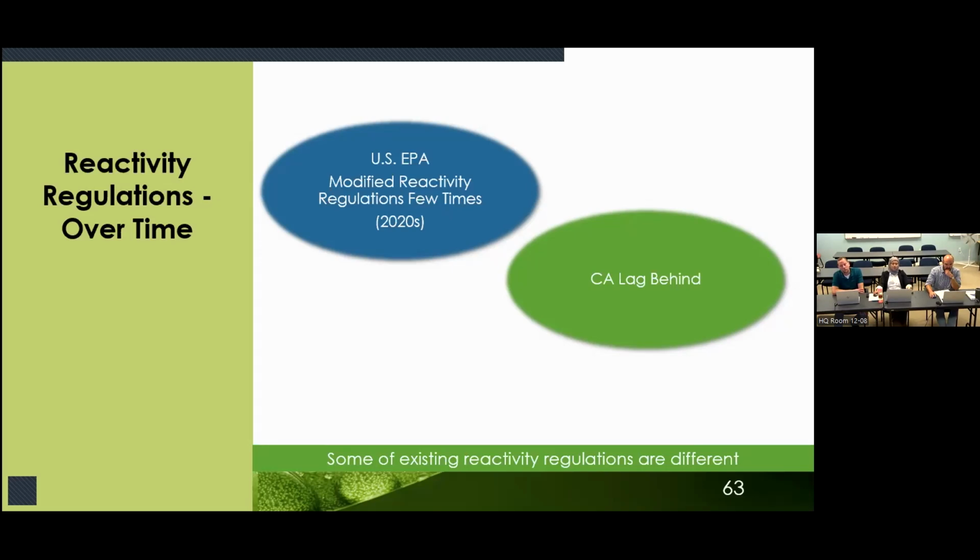DTSC recommends adopting these US EPA modifications, which we will briefly discuss later today. Additionally, a workshop is planned for next month to further explore these changes and DTSC's recommendations.